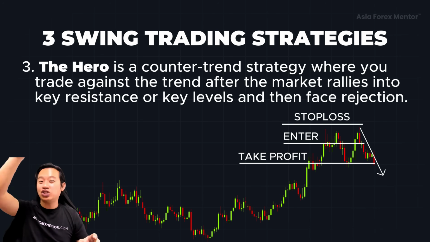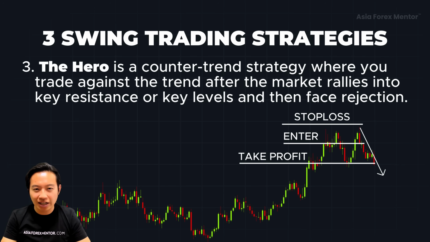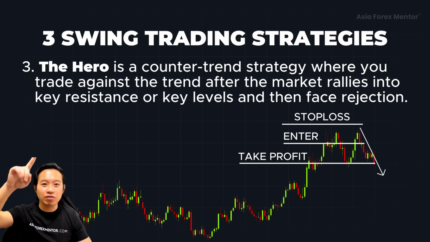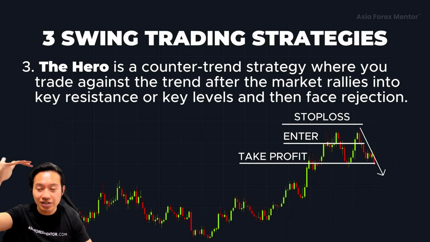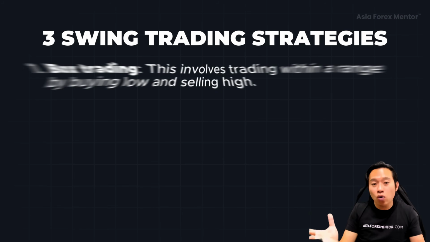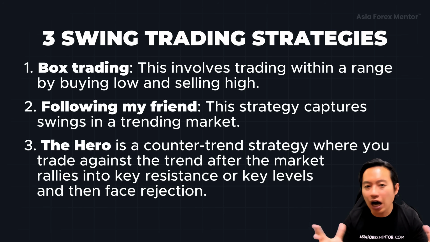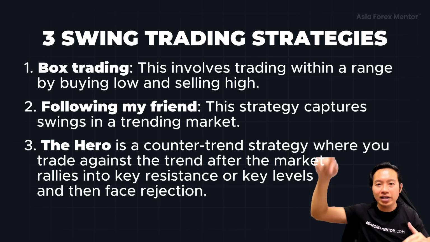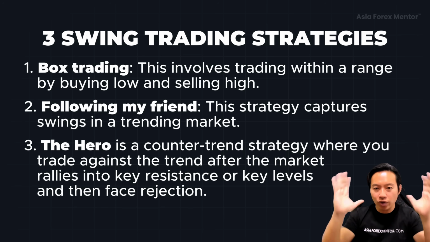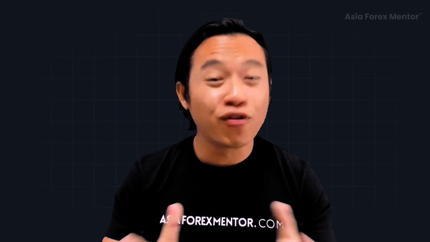Number three, the hero method. This is a counter trend strategy where you trade against the trend after the market breaks out and hits a key resistance or key level and then faces rejection from there. So there you go. Swing trading and using these three methods is essentially how the market works, whether it's consolidating, trending, or reversing. This is where we've got it all covered.